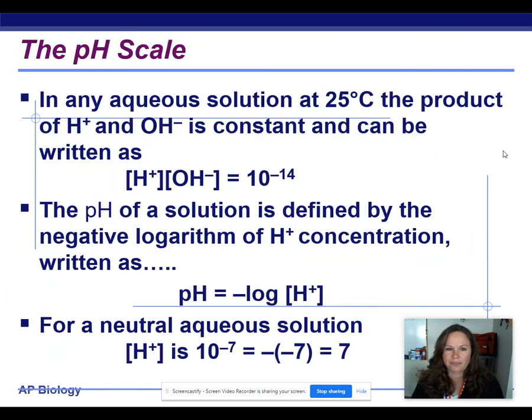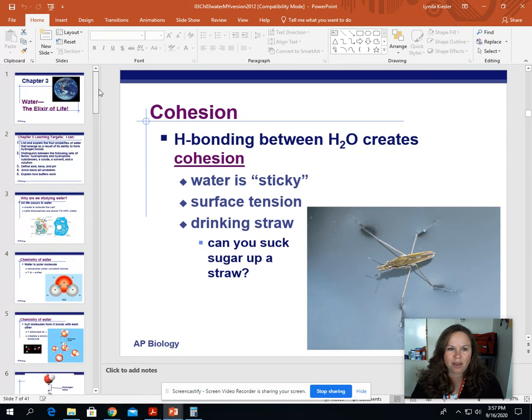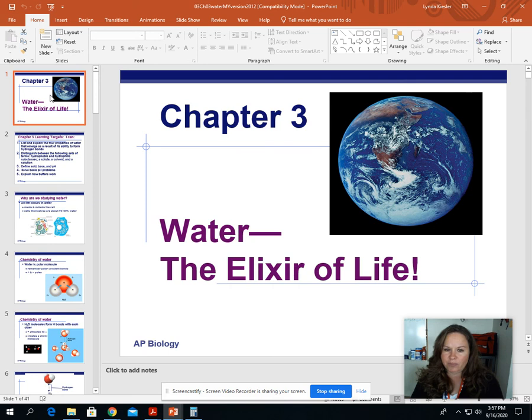All right. So that is kind of a rundown then of Chapter 3 from your textbook. And so far, Chapter 2 was just your basic kind of chemistry rundown. Chapter 4 was carbon and those functional groups. And then Chapter 3, water, the elixir of life. Let me know if you have any questions about any of this.